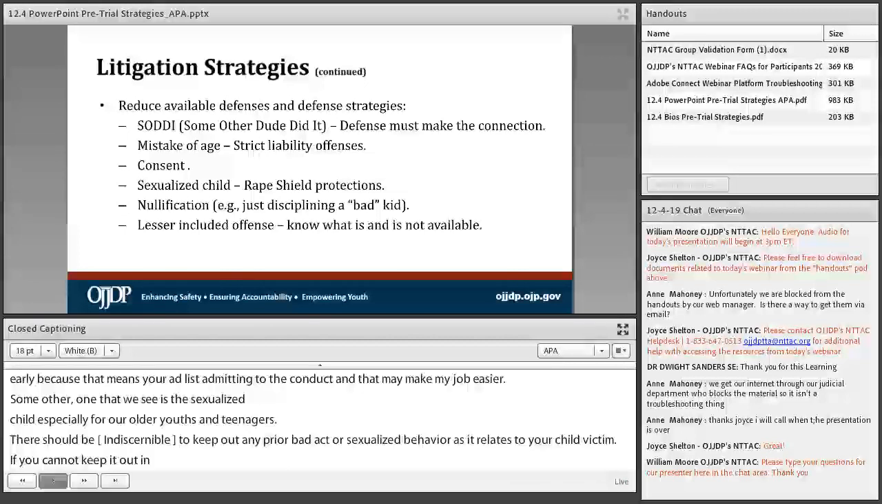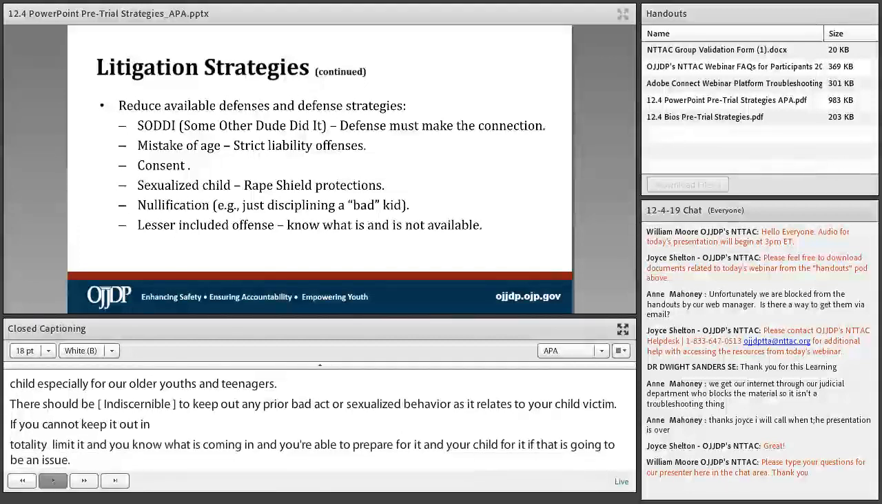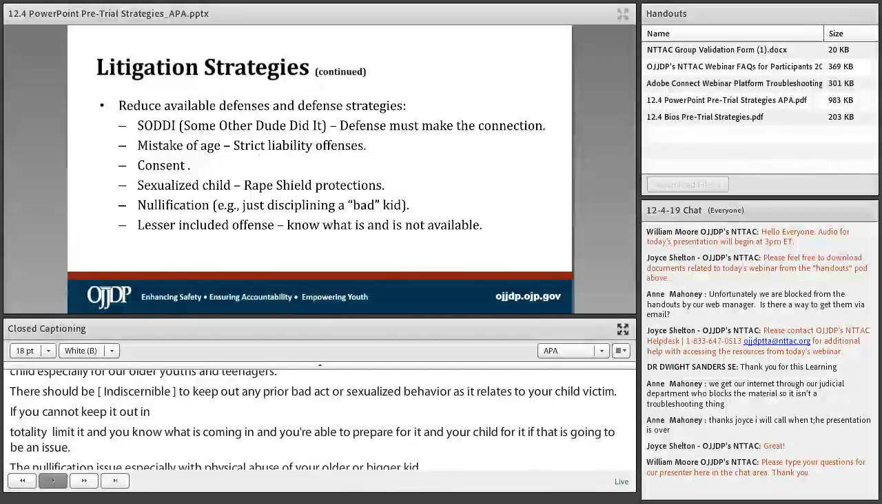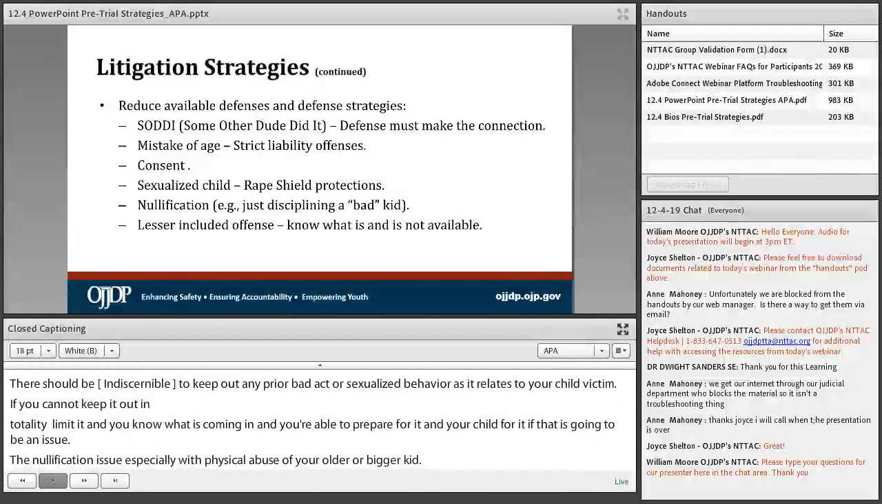The nullification issue, especially with physical abuse of your older or bigger kids: well, he was just out of control, I was just trying to discipline him, and trying to get the jury to just not care. If that's going to be their defense, again, something you want to know early so that you can figure out a way to make the jury understand that this is important.